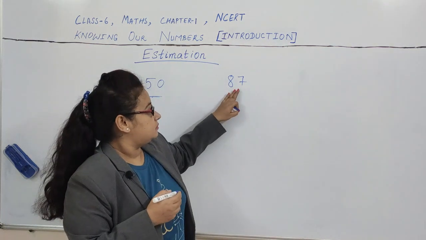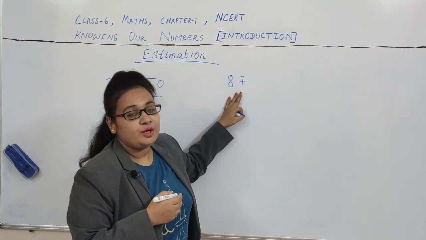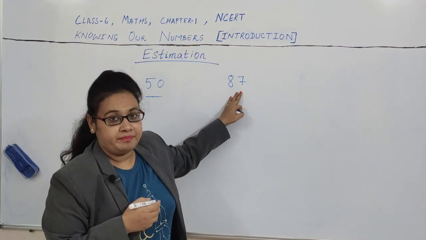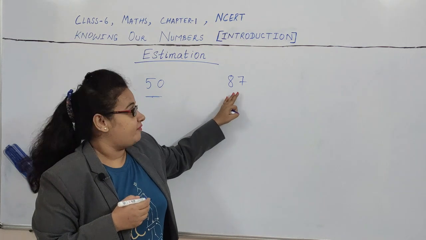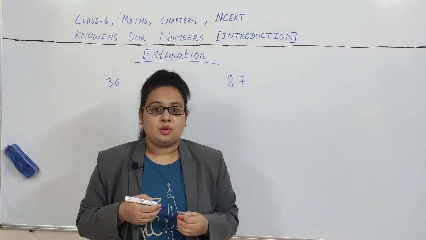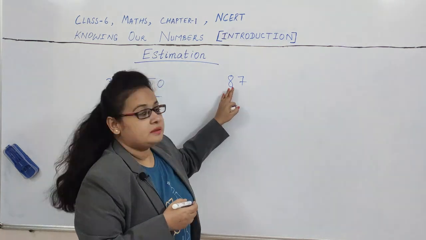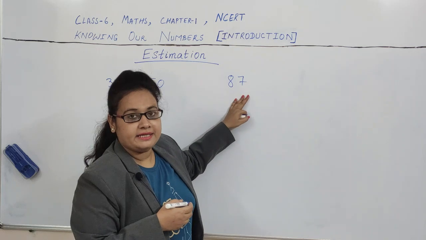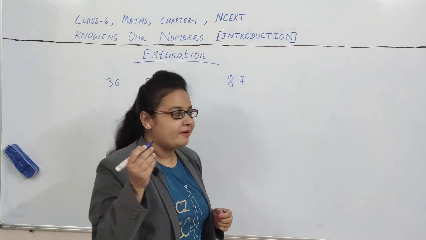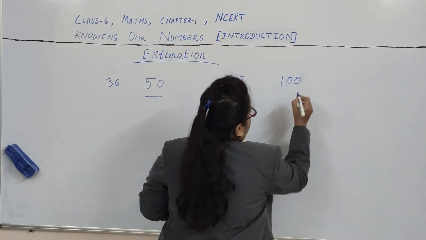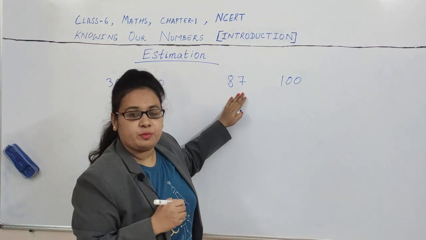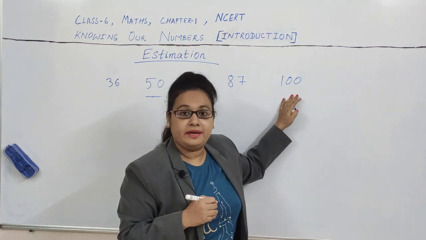Will you order number of plates less than 87? No, because there will be shortage if you order less. Will you order 87 plates of food? No, definitely not, because there may be some more guests which can come to the party. So you will order more number of plates than 87. So how many plates will you order? Around 100. So though there are 87 guests to be invited, you are ordering 100 plates.